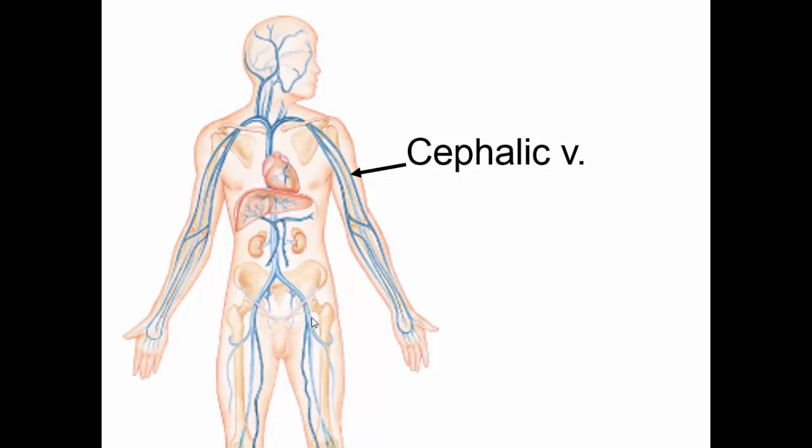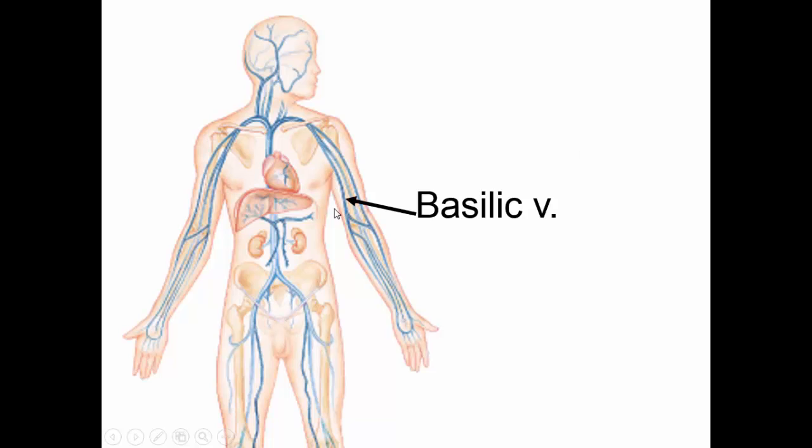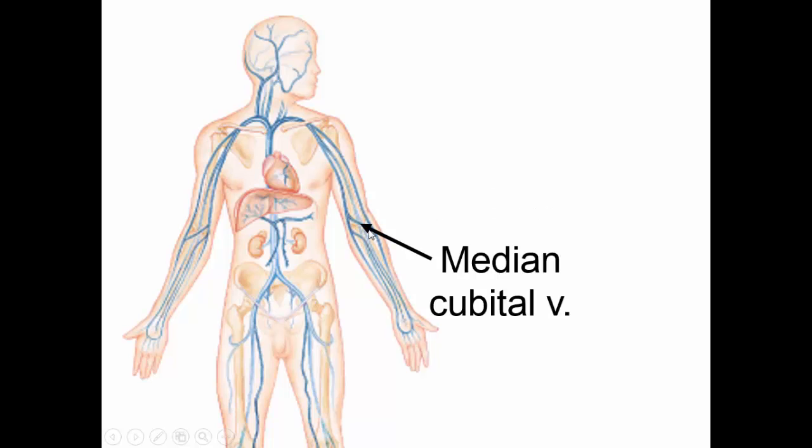And here we're looking at the superficial veins. The cephalic vein comes down on the thumb side. The basilic vein comes down on the little finger side, and they're usually connected right here in the antecubital fossa by the median cubital vein. These are the veins that are used when they draw blood from your arm. The median cubital vein is usually the most stable and the preferred vein.